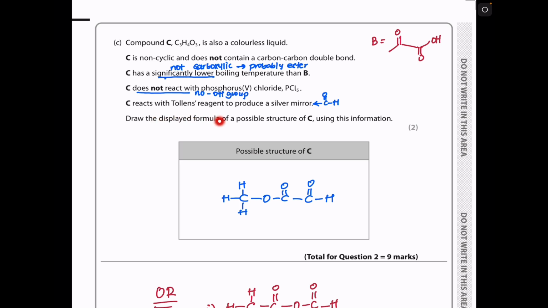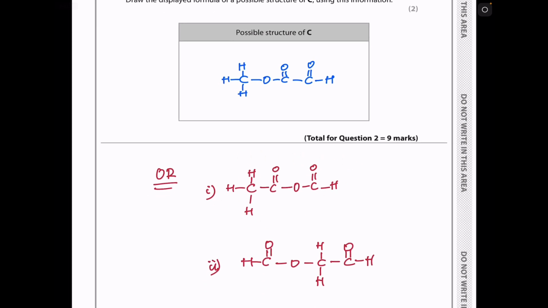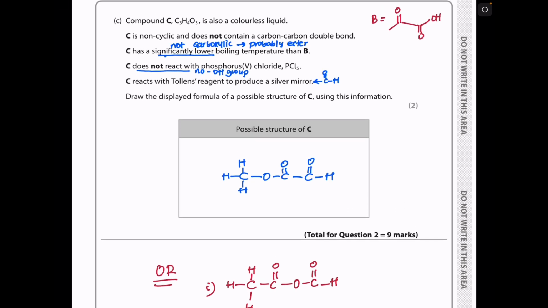They said draw the displayed formula of a possible structure of C using this information. The structure I drew had an aldehyde functional group as well as an ester functional group, but there are also other possible structures like this one here as well as that, so any of the three would give you the correct structure. So this brings us to the end of question 2. Let's continue to question 3.